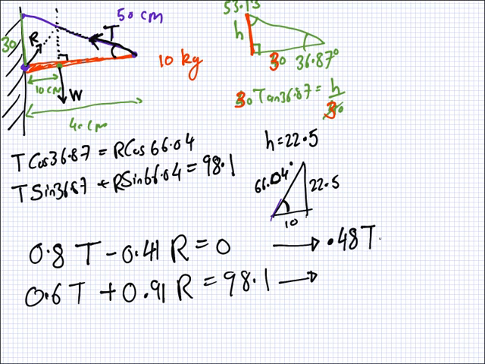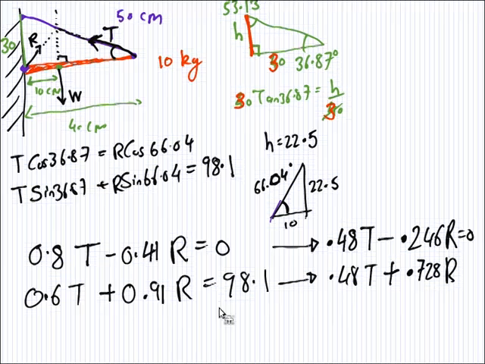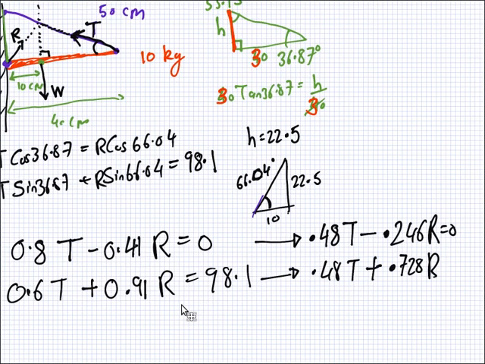T minus, now if I multiply this by 0.6, what do I get? 0.246R equals 0. And then here is 0.48T, and if I multiply this by 0.8? 0.728R, and then lastly, the 98.1 times 0.8?